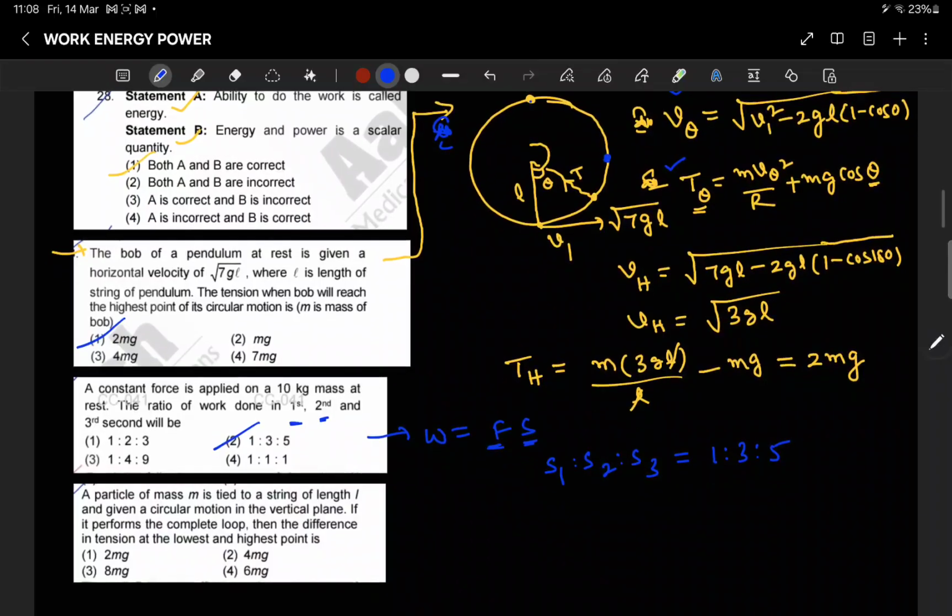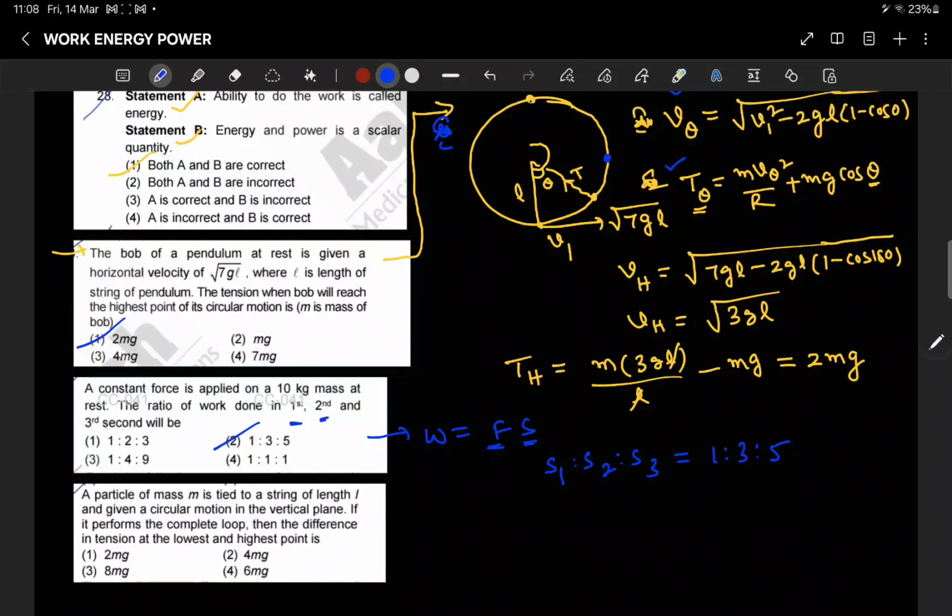Concept like the above only, that's why listen carefully here. Question here. A particle of mass m tied to a string of length L is given vertical circular motion. If it performs the complete loop, then the difference in tensions at the lowest point and highest point.